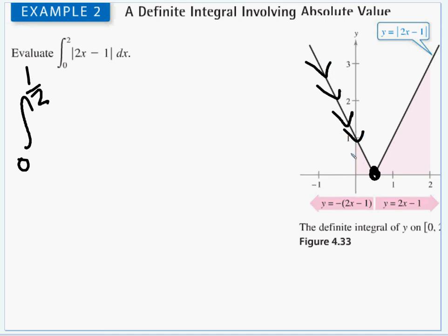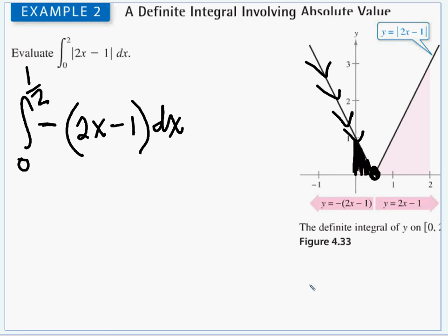This is negatively sloped. So when the bars turn everything positive, this is our negative option, negative quantity 2x minus 1 dx. So that will give us this area. I guess I'll just keep using black ink and color that in. Now I'll switch to red because we're not done finding area. We're going to need another integral.